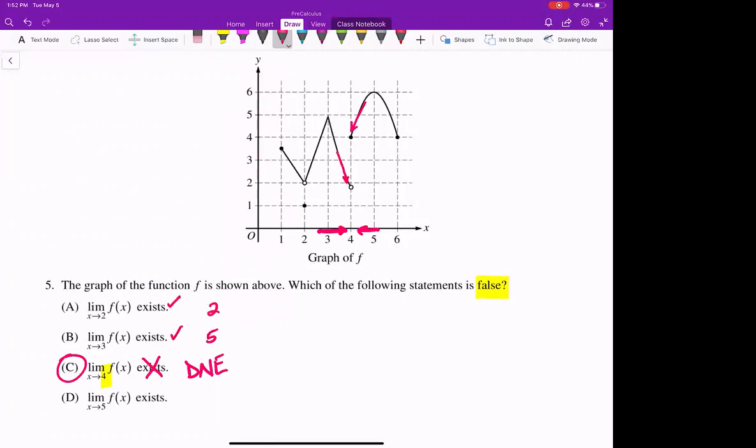And then same thing as you're going to approach 5. Just I'll throw that last one in there real quick. If you're approaching 5, both the left and the right-hand side, you're just heading to this y value of 6, going to the same place. So answer should have been C. Hope you got that one.